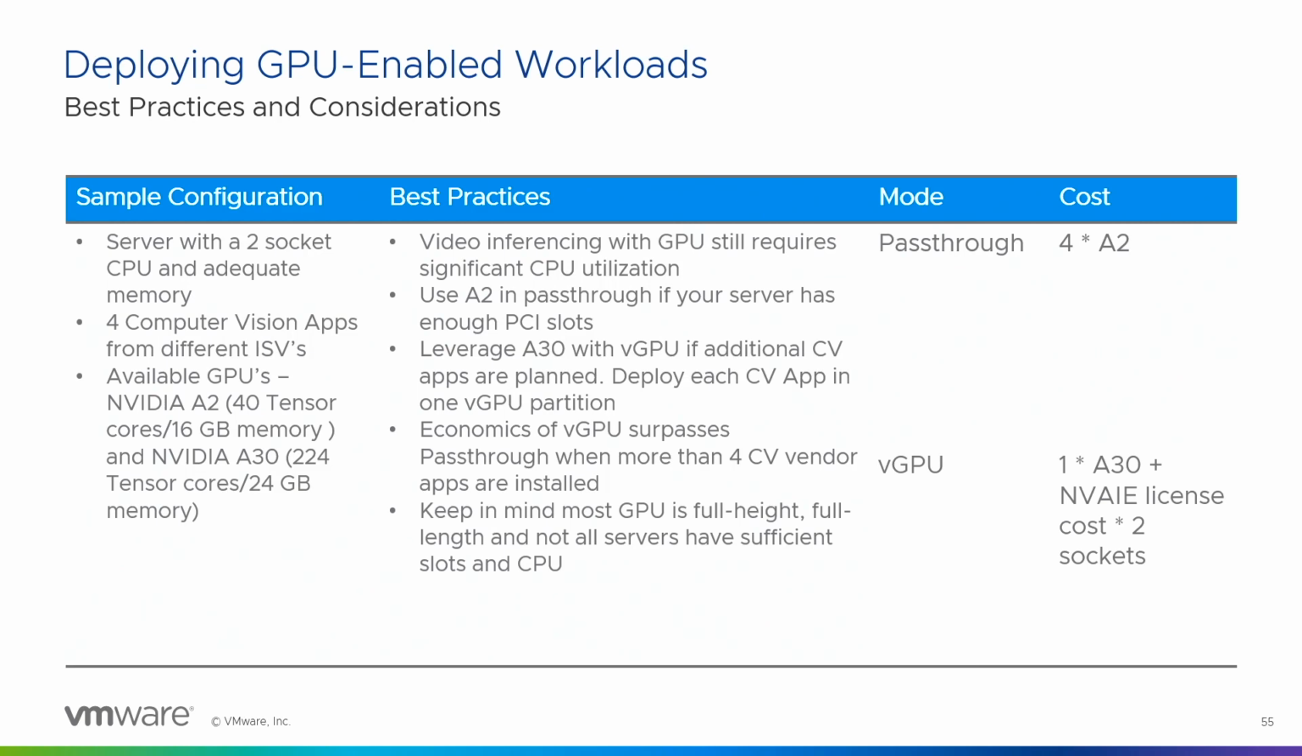And then there are the costs involved. If you look at the costs involved with using vGPU, we can summarize that if you have more than four CV apps coming from different vendors at the edge, then it's probably more cost effective to use vGPU, even considering the licensing costs involved. And if you have anything less than that, if you just have a couple of CV applications, then you would just use pass-through or Dynamic Direct Path I/O.